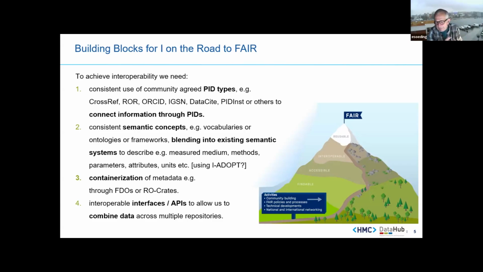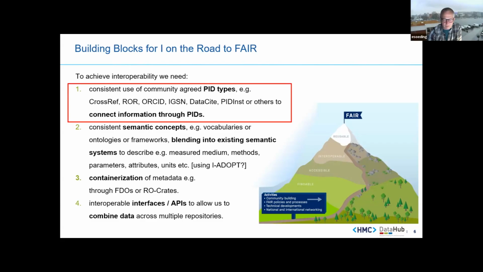The third building block is the containerization of the data, so we are able to attach different information to the metadata. For example, which programs or software can you use to process the data, which software was used to process the data, and so on. And finally, we need, of course, harmonized interfaces and formats in order to be able to combine the data across multiple repositories.